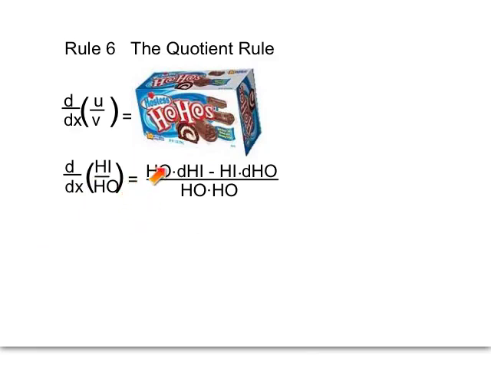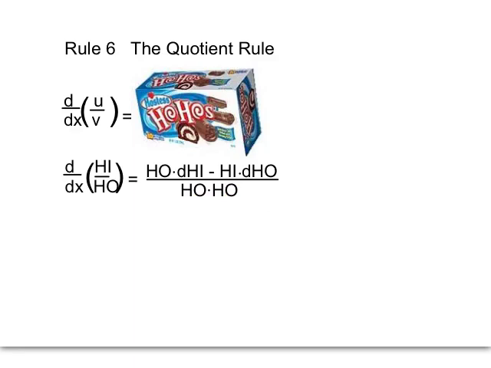Ho d high minus high d ho over ho ho. So the ho is first. And again, I'm just not going to comment on that. We'll talk about it in class. But the ho is first. Ho d high minus high d ho over, and then just picture a ho ho on the bottom there. That's ho squared.